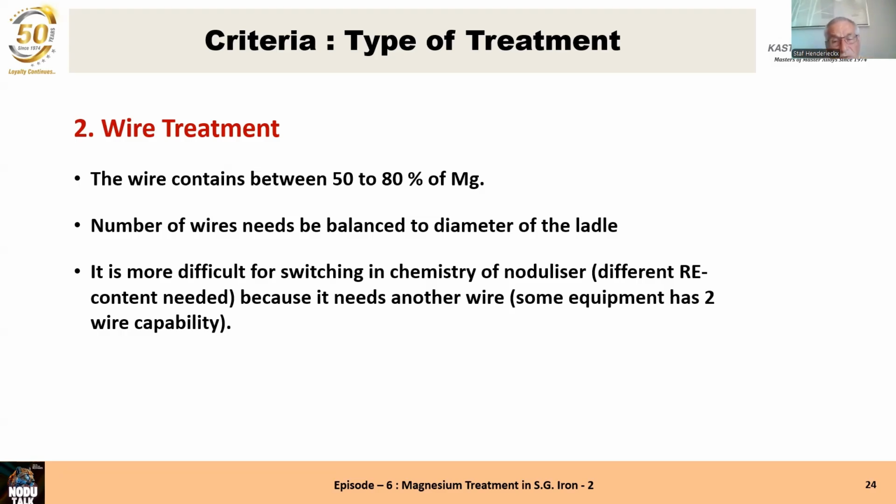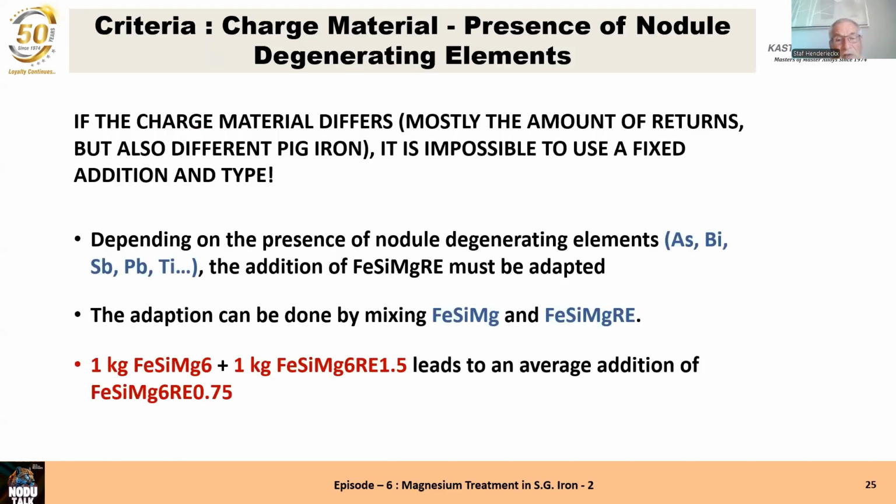How are you going to do that? Some people have solved this problem by taking 2 wires at the same time, and then part of this is solved. What's not mentioned here is, due to the high magnesium content, you will have a lot of slag, and you have a somewhat lower efficiency. If the charge of the material differs, it's impossible to use a fixed addition and type.